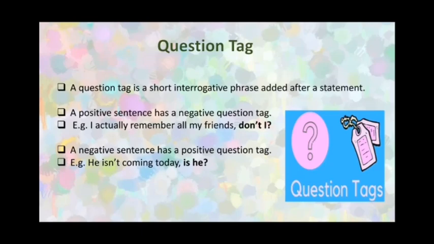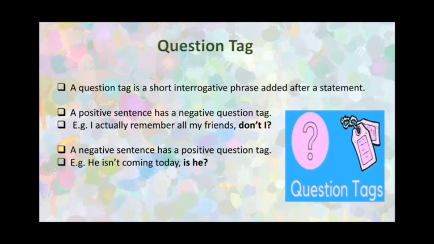So, next is a negative sentence has a positive question tag. This is the opposite. Whenever you have a sentence that has a negative word in it, the question tag will be positive. For example, he isn't coming today, is he? So, we have the question tag as positive, that is, is he?